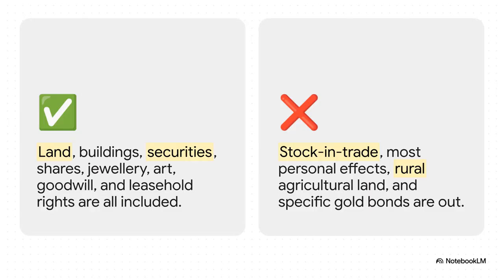Okay, this is where that broad definition gets really specific. On one side, you have all the usual suspects, right? Real estate, stocks, valuable art, that kind of stuff. But on the other side, the law specifically carves out some really important exclusions. Things like your business inventory, most of your personal belongings, and rural farmland. Those are not treated as capital assets for tax purposes.